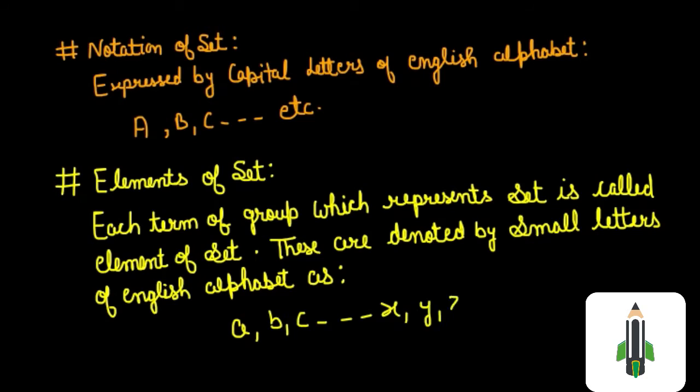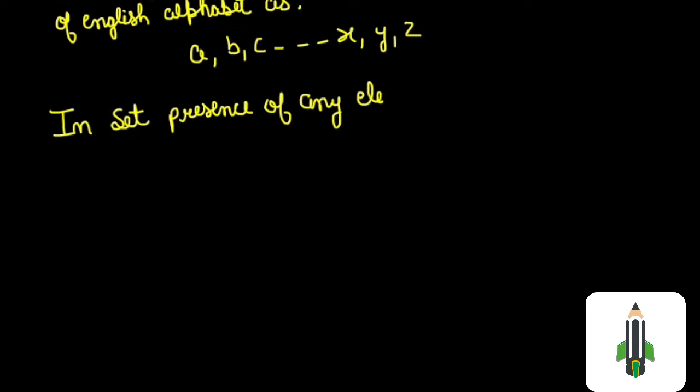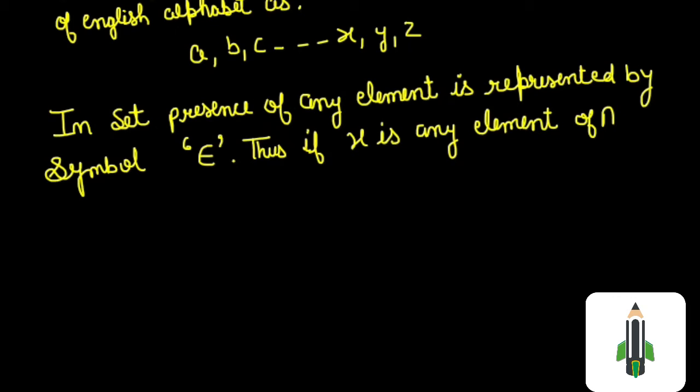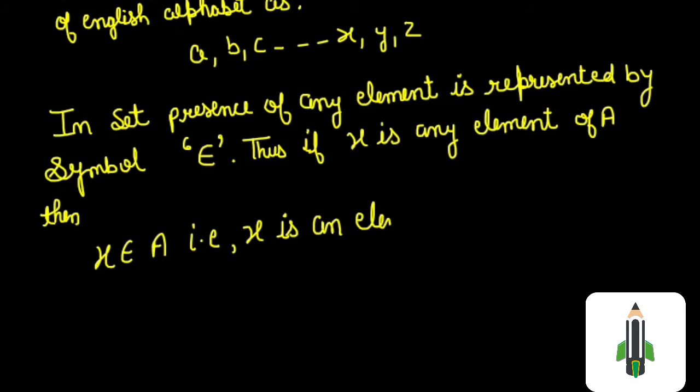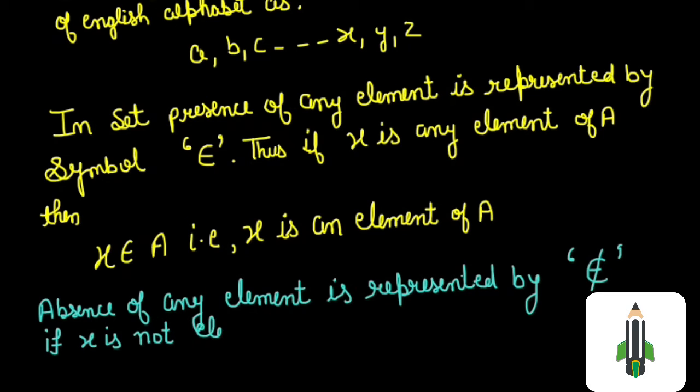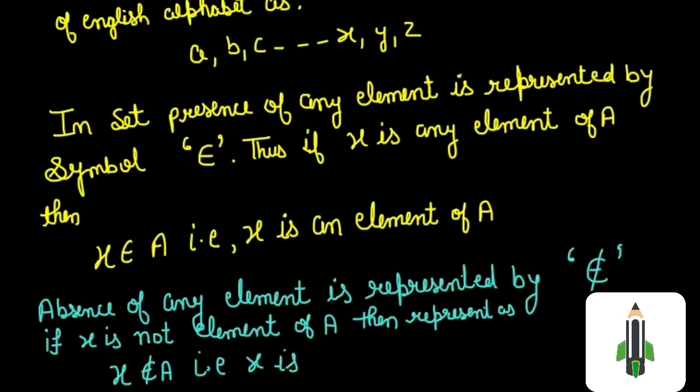In a set, the presence of any element is represented by the symbol belongs. Thus, if x is any element of A, then it can be represented as x belongs to A, that is, x is an element of A. Now, the absence of any element is represented by not belongs. If x is not an element of A, then it is represented as x does not belong to A, that is, x is not an element of A.